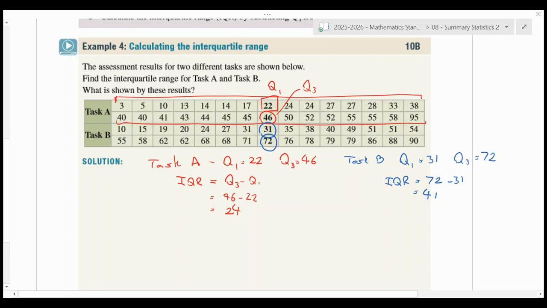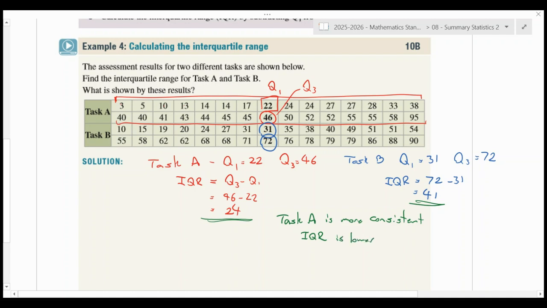So what does this tell us? What does this interquartile range tell us? Well, it's not perfect, but it gives us a bit of an idea of the consistency of the data within the set. So task A has an interquartile range of 24. Task B, interquartile range of 41. Task A is more consistent, because its IQR is lower.